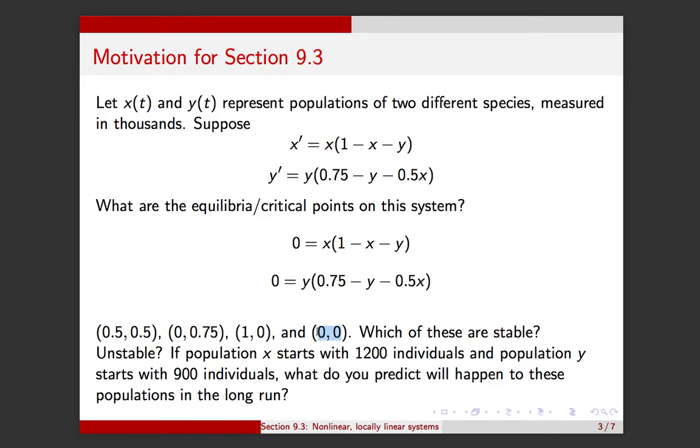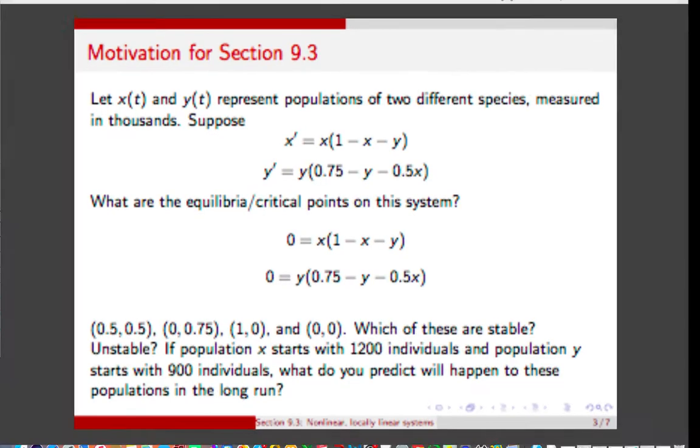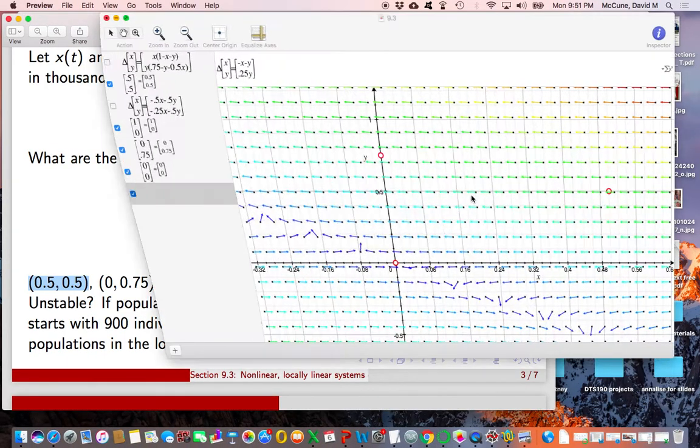So since coexistence is stable, what would we predict? We predict that this and this would both flow to 500. Okay, so you're going to flow towards an equilibrium. There's only one attracting equilibrium in the system, and it's that one. So if I bring this up, let me plot that point.